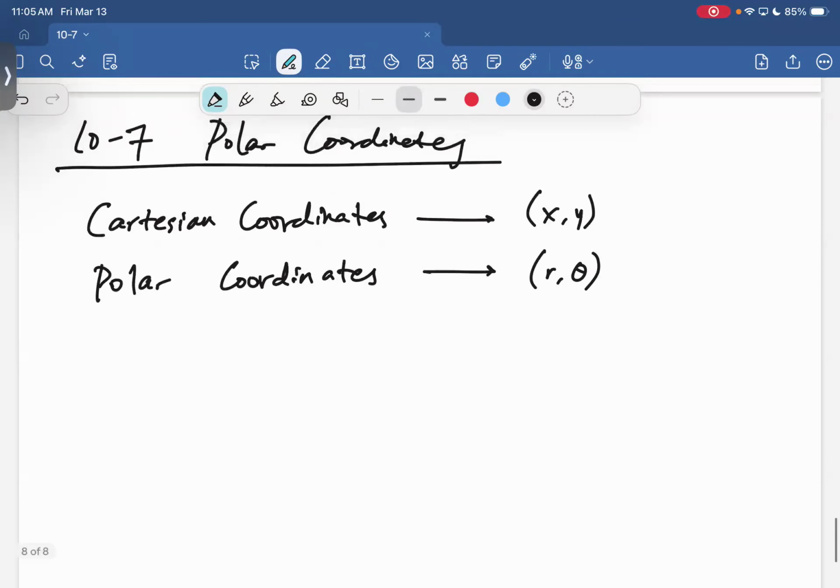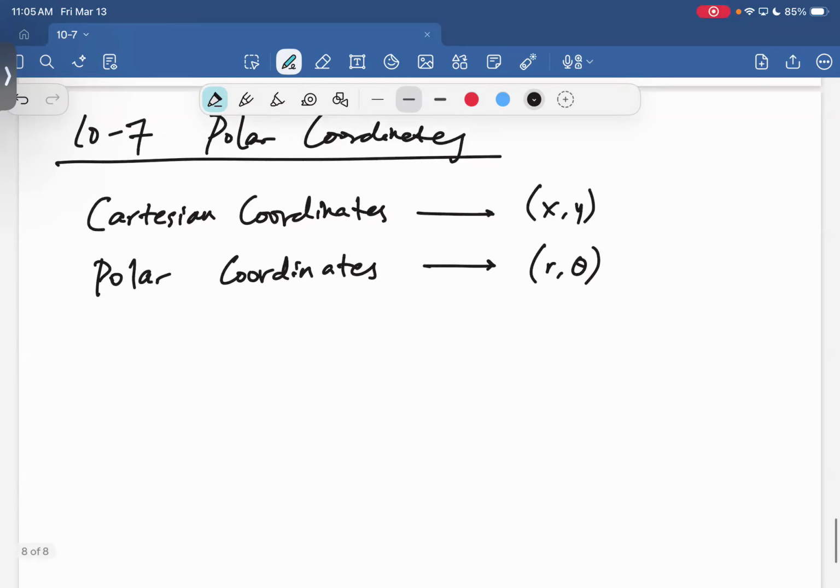So today's topic is polar coordinates. Polar coordinates is essentially a different form of.